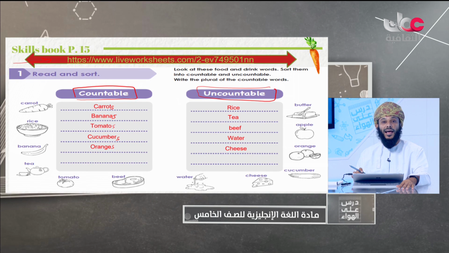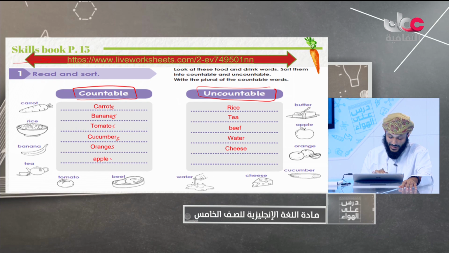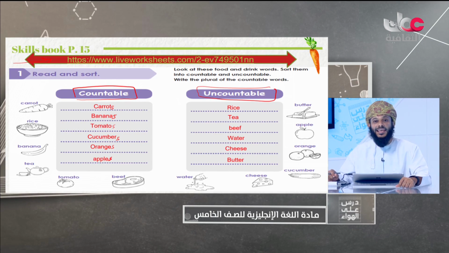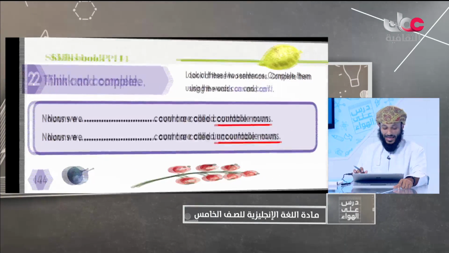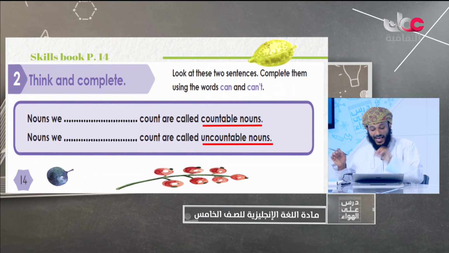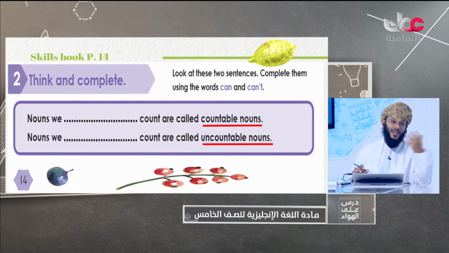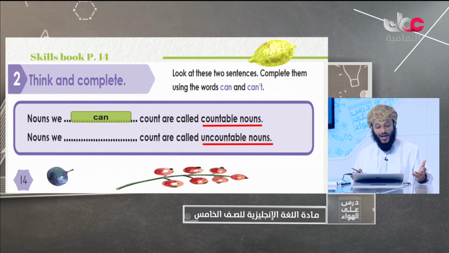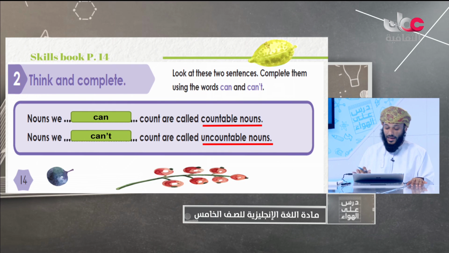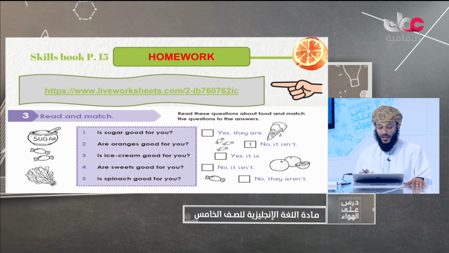Then apple. Arwa. It's countable, so we have to add the letter S. Apples. And the last one, butter. Okay, butter. It's uncountable. Barakallah fikum. Now, yalla. In 10 seconds, nouns we can count are called countable nouns. And what about the uncountable nouns? Nouns we cannot, or we can't, count are called uncountable nouns.